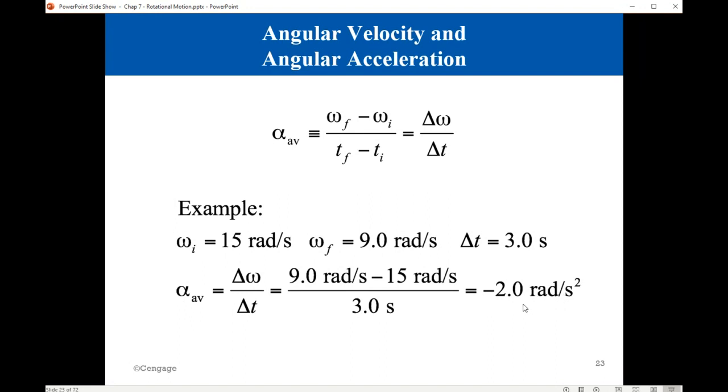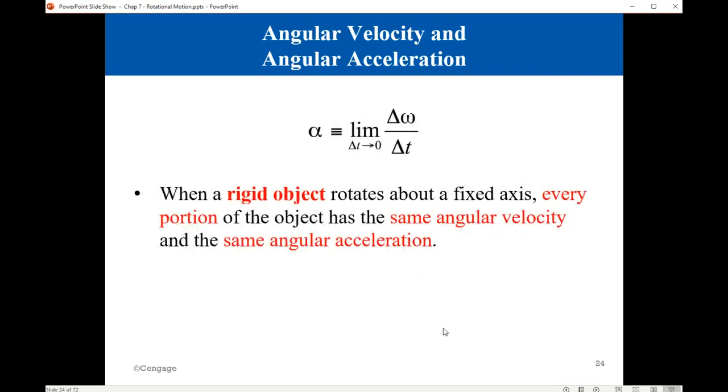So just like linear motion, we are dealing with vector quantities. It can be positive or it can be negative. As I said earlier, if it is clockwise, usually it is negative. If the rotation is counterclockwise, then it is positive by convention. This is the instantaneous acceleration. You need just to take the value delta omega by delta t when the change in time is very small.